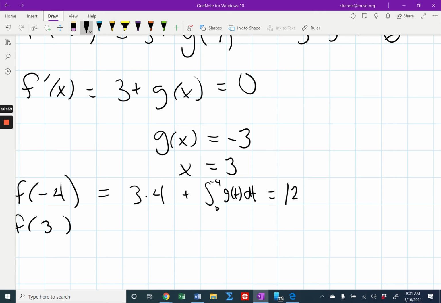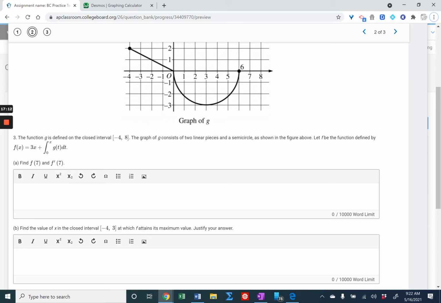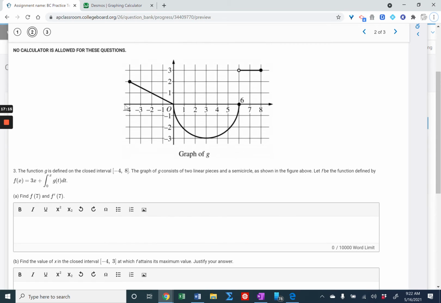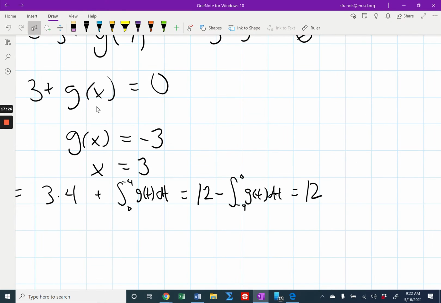So there you go. 12 minus the integral from -4 to 0. I'm going to flip the limits of integration and get this, and then 12 minus. Now the area from -4 to 0, so we got 4. It's a triangle, so we got 4 there times 2 vertically, and then got to take half of that, and so that's going to be minus 4 times 2 divided by 2, which is just 4, so this is going to be 8.